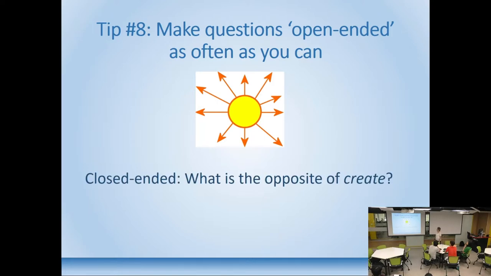Make questions open-ended as often as you can. Those arrows mean lots and lots of different answers. So, for example, take a very simple question. What is the opposite of create? What is the opposite of create? Destroy. Okay, that's the one right answer.